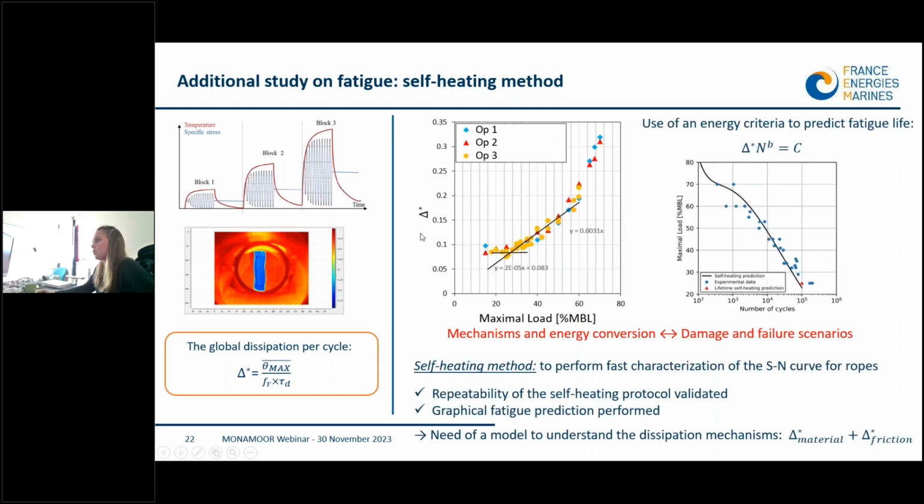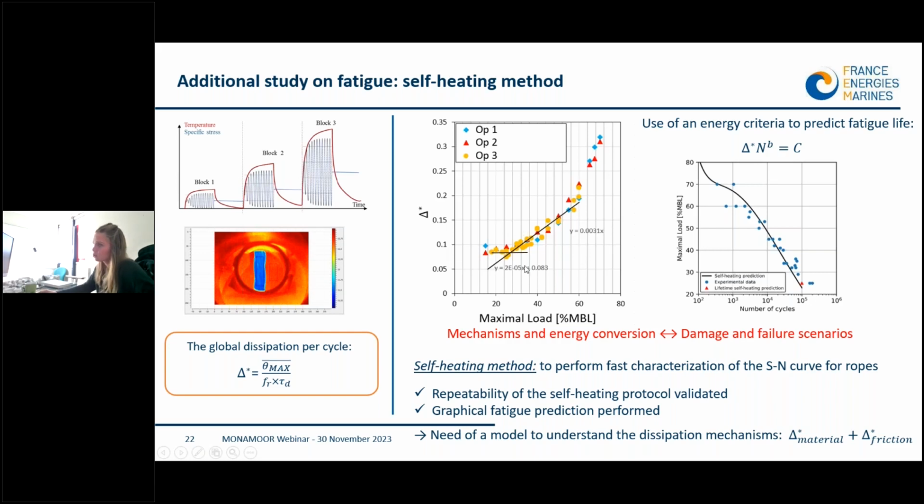And finally, with the use of an energy criterion based on this curve, we can propose a prediction of a fatigue Wöhler curve. So this is the first prediction with a graphical analysis. We could validate the repeatability of the protocol. We could show that with only a one-day test, we can predict the fatigue lifetime very quickly, which could allow us to do screening of constructions and get the fatigue curve with only 1 day of test.